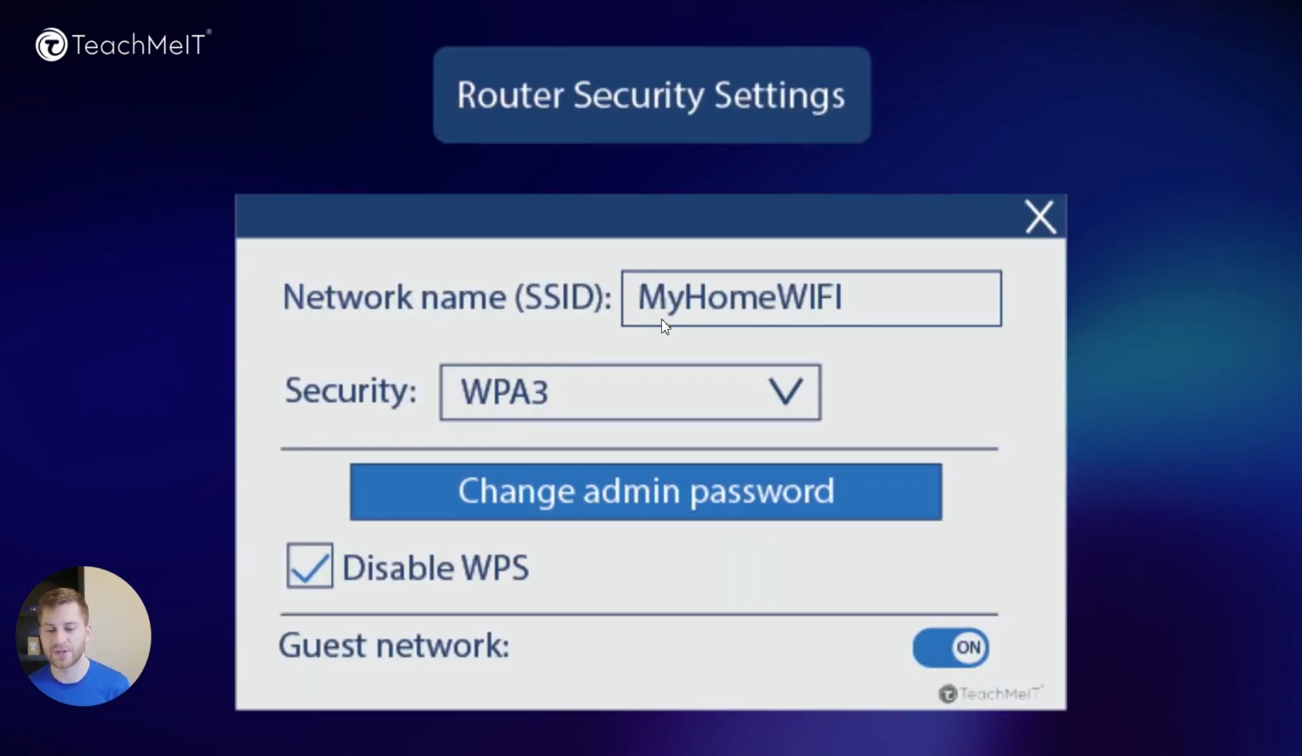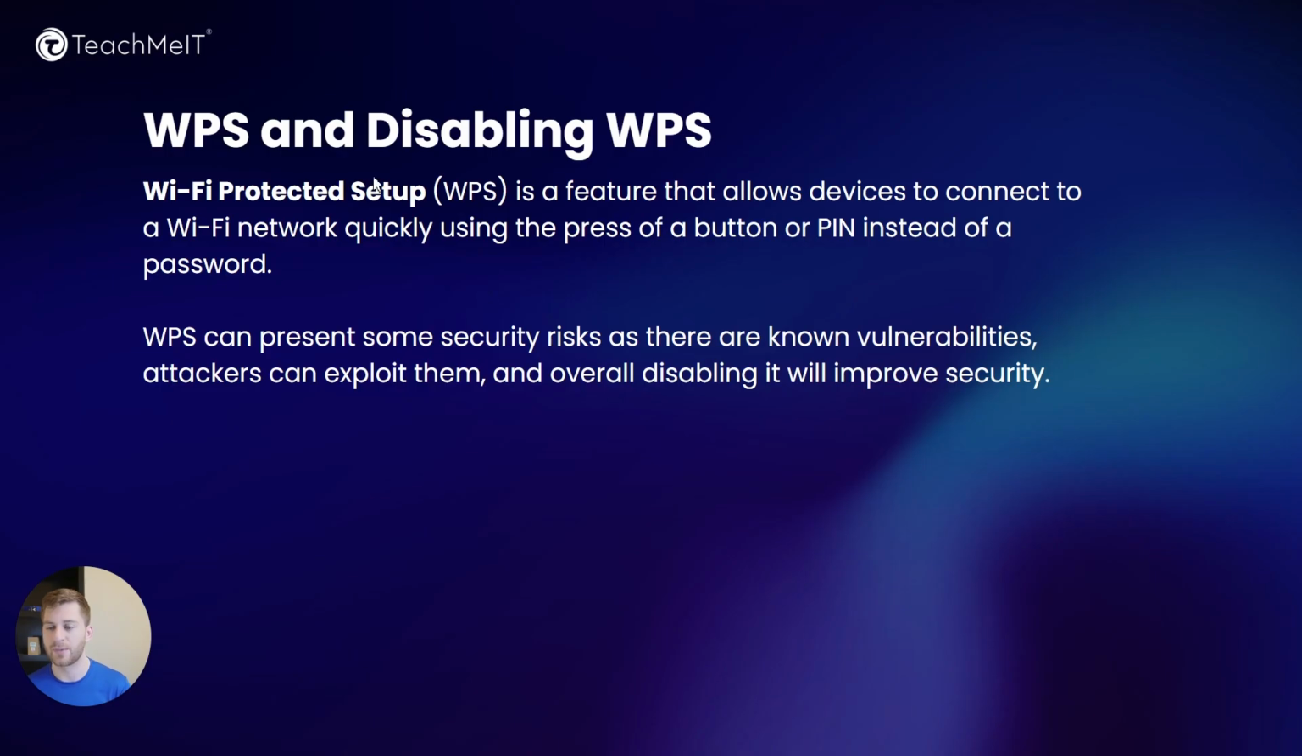Router security settings, here the SSID or the name of the Wi-Fi is there. For security, they're using the most up-to-date WPA3, and they're disabling WPS, which does have certain types of security concerns. They also have a guest network on as well. And let's talk about WPS. Wi-Fi Protected Setup, or WPS, is a feature that allows devices to connect to a Wi-Fi network quickly using the press of a button or pin instead of a password. WPS can present some security risks as there are known vulnerabilities.